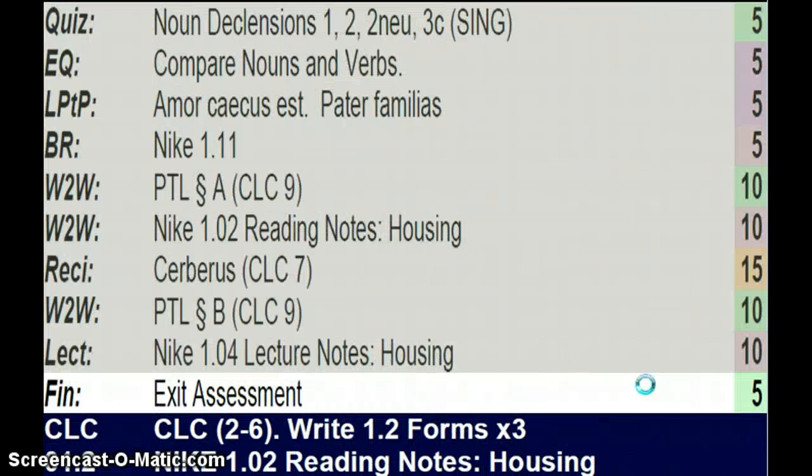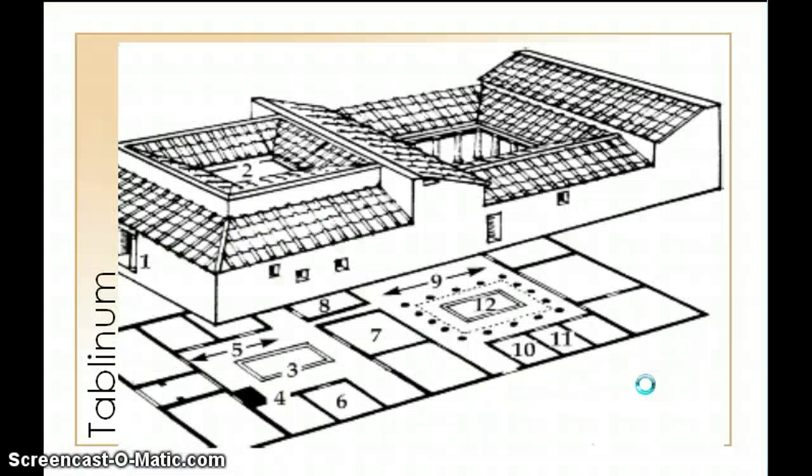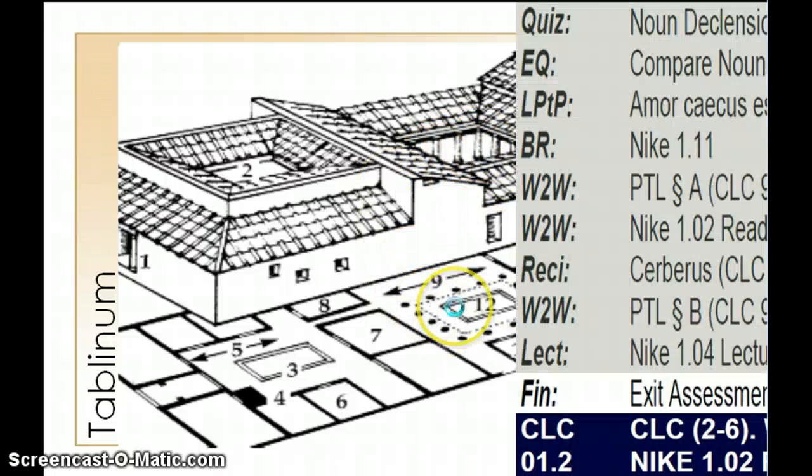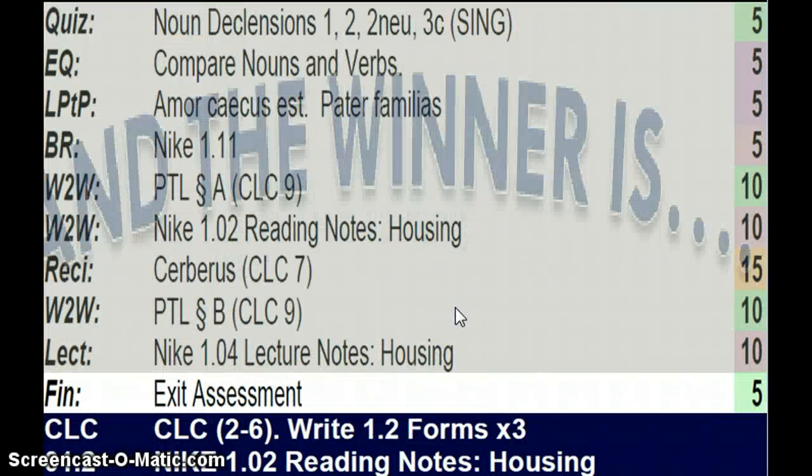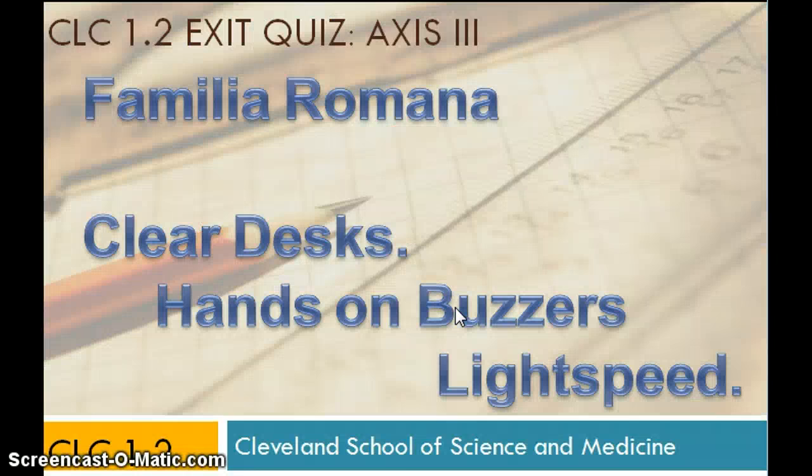And that's really all you have to worry about for housing. You do need to know the various parts of the housing. The nice triclinium would be here for the dining room, the peristylum or the walkway, and then the hortus. All this is done for one reason. You can look.